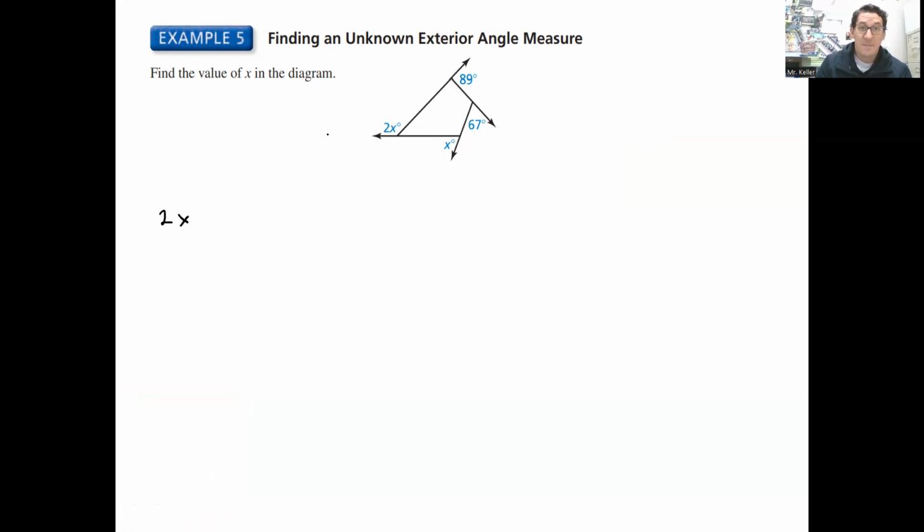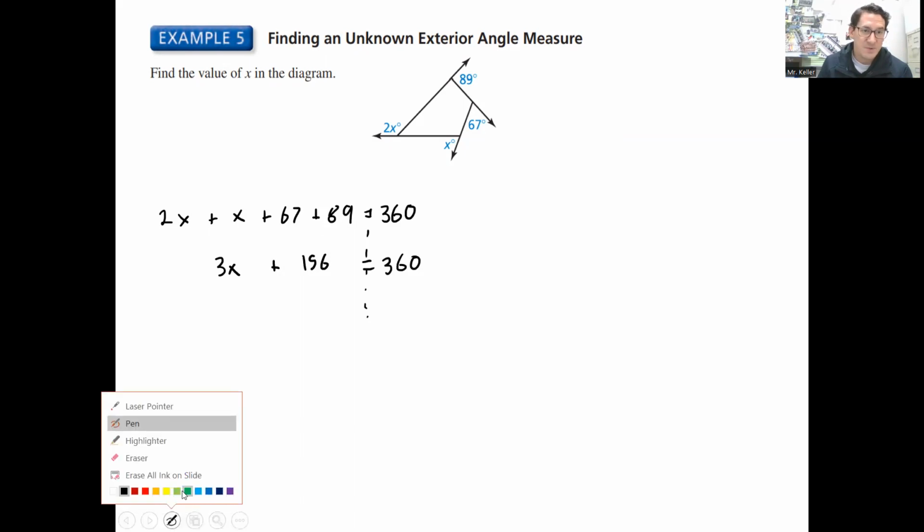So I'm going to add up all the angles. It's 2x plus x plus 67 plus 89 is equal to 360, because it's the exterior angles. And then you just solve this equation. 2x plus x is 3x, plus 67 plus 89 is 156. And from here, just a simple two-step equation.